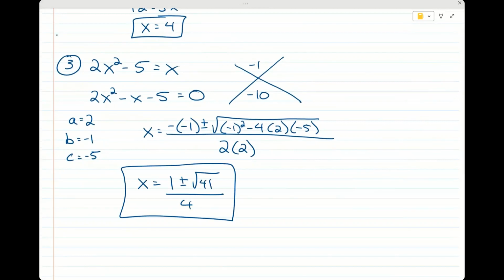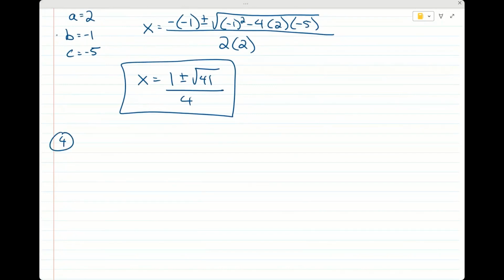On the test, the only problems where I would accept decimals are in the word problems. But when we're doing a problem like this, you want to give me the exact answer, which is the simplified radical. Square root of 41, I believe, is prime. I don't think anything goes into that. So that would be the final answer.